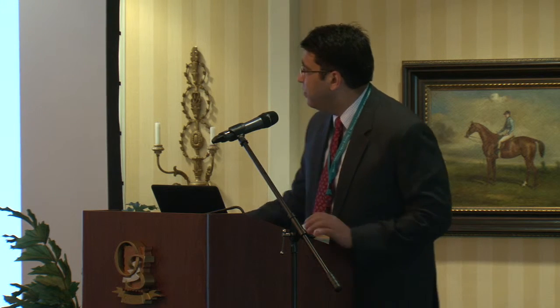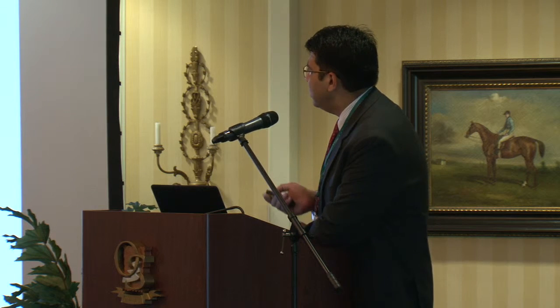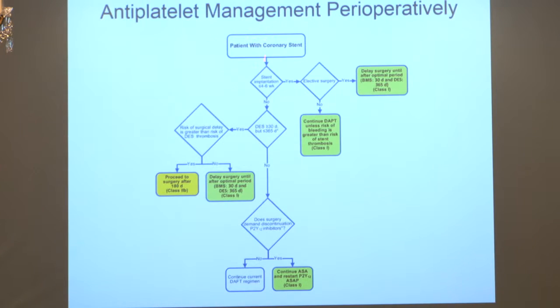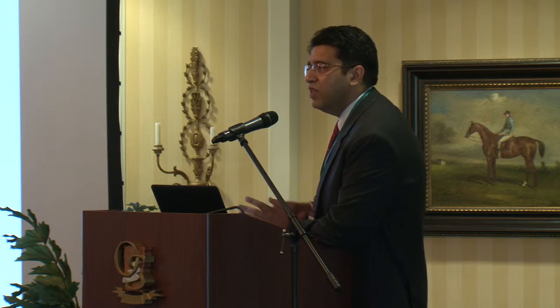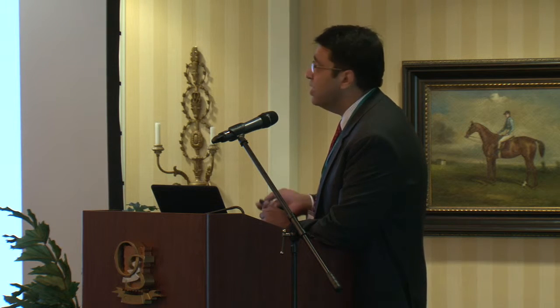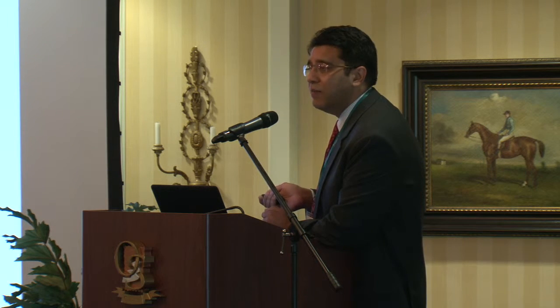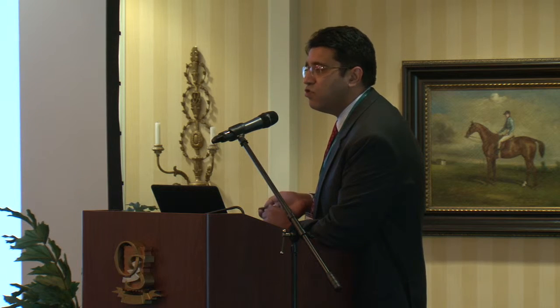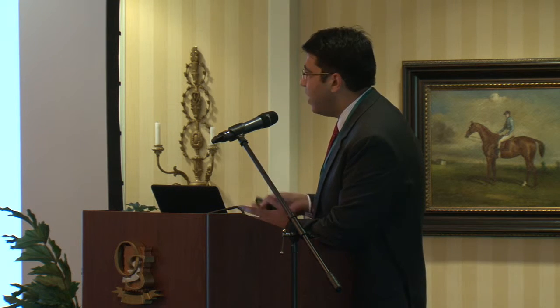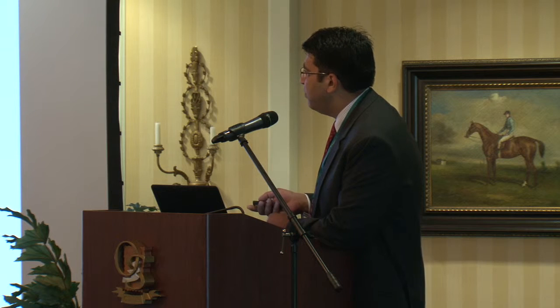So this is an algorithm from the guidelines that looks at that. If somebody has a stent, you really don't want to take them to surgery within the first 4 to 6 months, if at all possible. Even if you have to proceed with an elective surgery, you have to ask this question: does the patient have a risk of bleeding that is too high even if they risk stent thrombosis? If not, they recommend you continue dual antiplatelet therapy, which means aspirin, and in addition Plavix, Brilinta, or Effient.